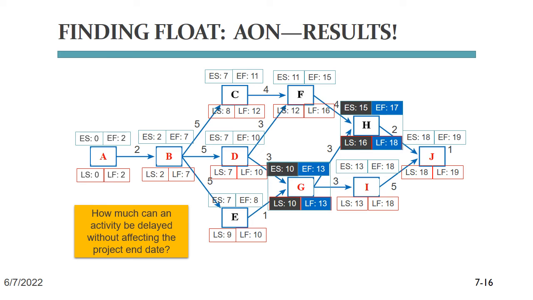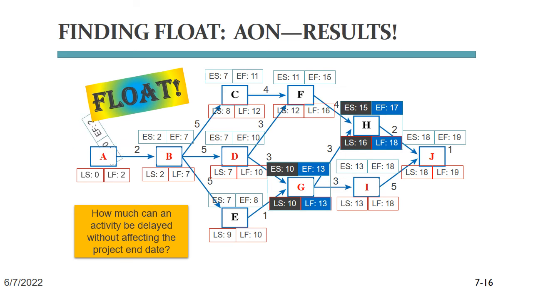Why are we doing this again? Oh, right, float. Now we can determine if there is a difference for each task between its earliest possible start or finish date and its latest possible start or finish date. So all we have to do is subtract the early start or finish from the late start or finish. Let's take a closer look at tasks G and H to understand why this is important.